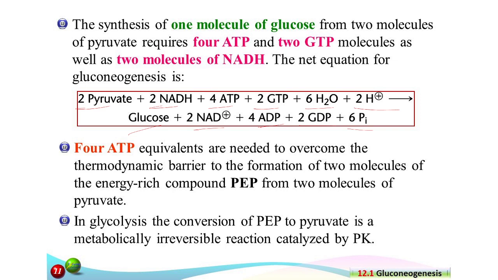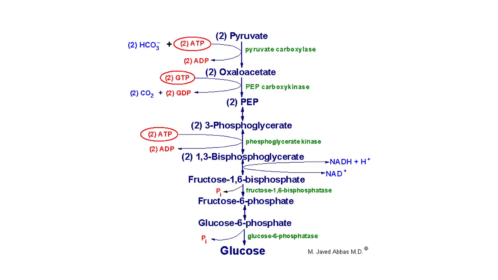4 ATP equivalents are needed to overcome the thermodynamic barrier to the formation of two molecules of the energy-rich compound PEP from two molecules of pyruvate. The glycolytic conversion of PEP to pyruvate is a metabolically irreversible reaction catalyzed by PK. So you can see here that the complete cycle is given. This pyruvate is converted to oxaloacetate by pyruvate carboxylase, and here one ATP is converted to ADP.